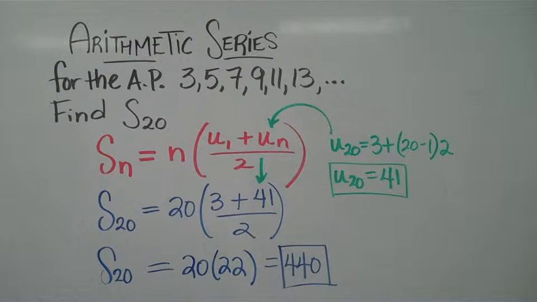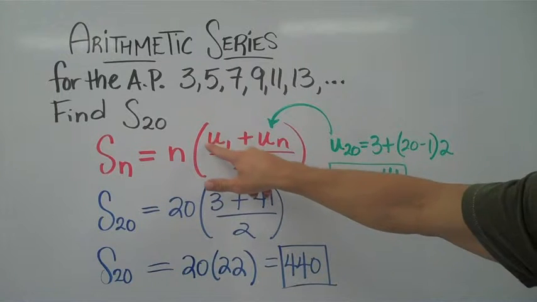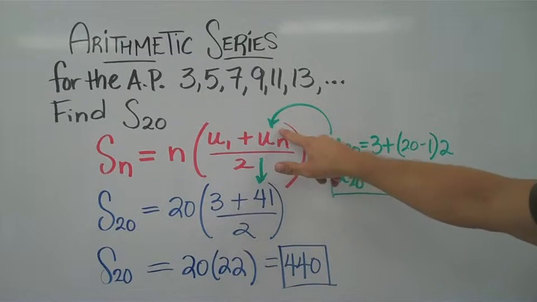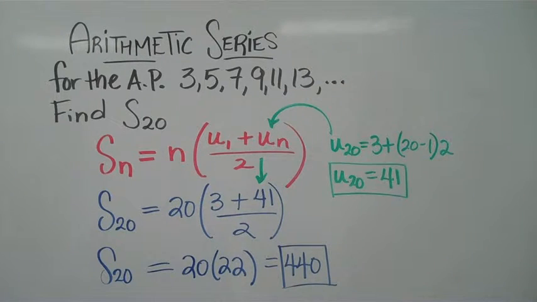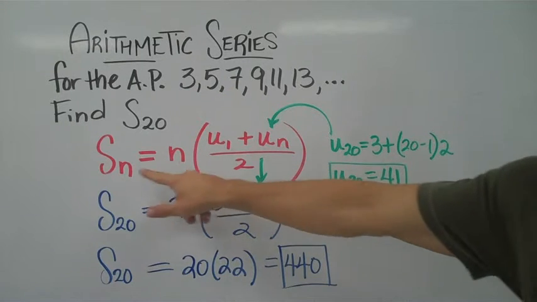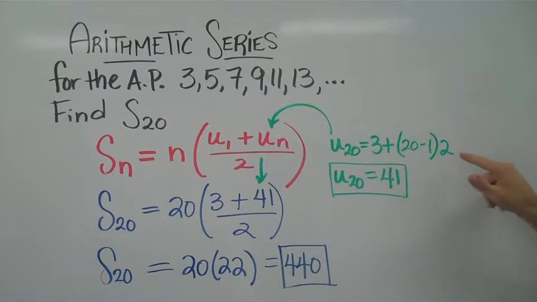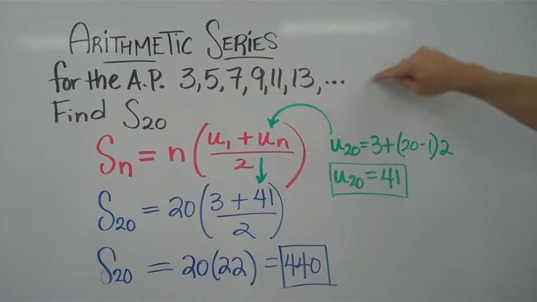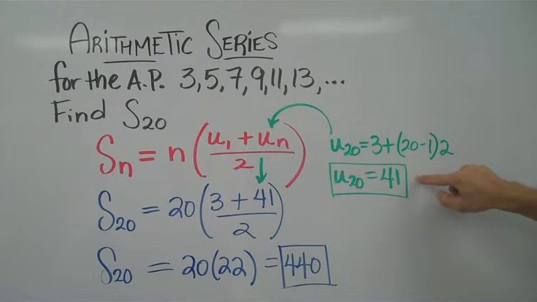The same arithmetic series problem can be done with the other formula I talked about. For this arithmetic progression, 3, 5, 7, 9, 11, 13, find S20. We know Sn is equal to the average of the first term and the last term, divided by 2, times n. We know our first term is 3. What's our last term? If we're looking for S20, just use the formula you learned earlier for sequences: u20 equals your first term, u1, plus n minus 1 times d, and you get 41.